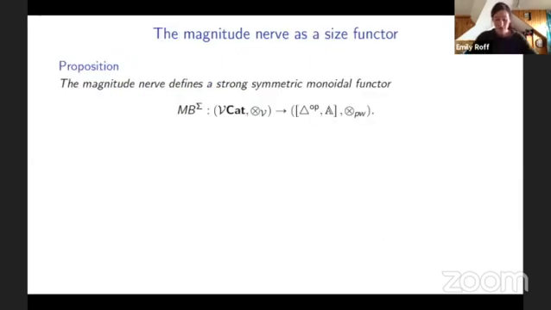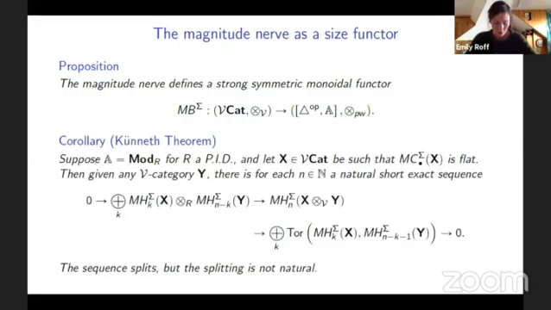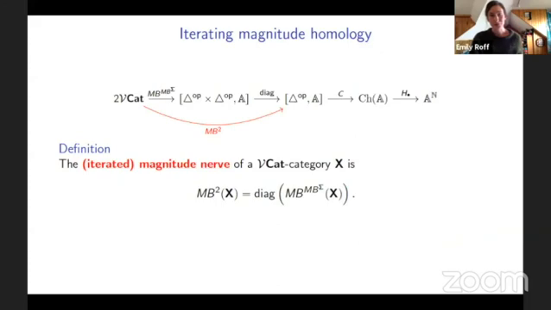And the key is that the magnitude nerve is strong symmetric monoidal with respect to the tensor product of V categories and the pointwise tensor product of simplicial objects. And the proof is just a straightforward check of a bunch of coherence diagrams. And as a corollary, we get a general Künneth theorem for magnitude homology, which recovers Künneth theorems previously proved for graphs and for metric spaces by Hepworth and Willerton and Bottinelli and Kaiser. But I really just include that for completeness, because the point is that knowing that M_V sigma is strong symmetric monoidal means that we can plug it in as our size functor.